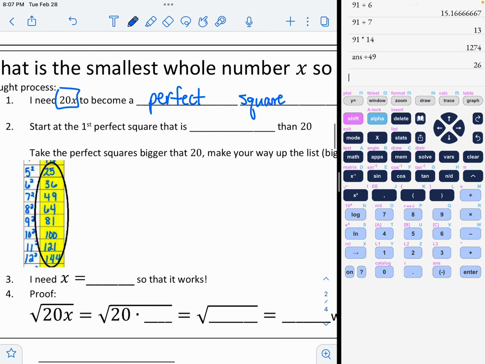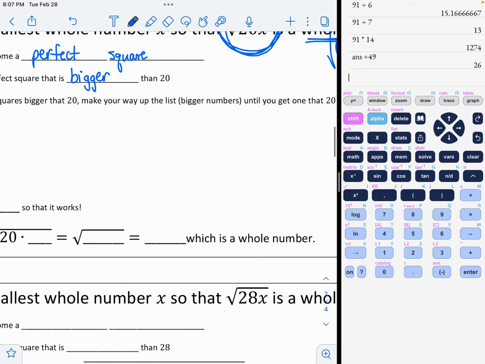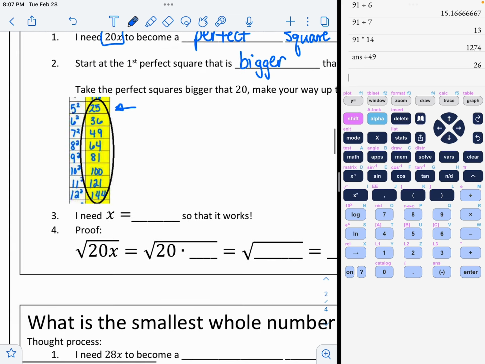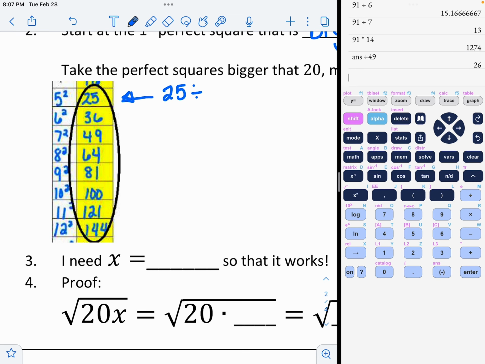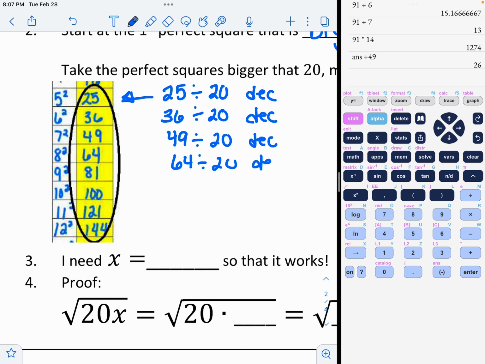So start at the first perfect square that is bigger than 20, in other words, 25. Make your way up to the bigger numbers until you get one that 20 is a factor of. So you say, can I do 25 divided by 20? No, you get a decimal. Can I do 36 divided by 20? No, you get a decimal. Can I do 49 divided by 20? No, a decimal. Can I do 64 divided by 20? No, a decimal. And if you work your way through, you'll see that that is truly the case.